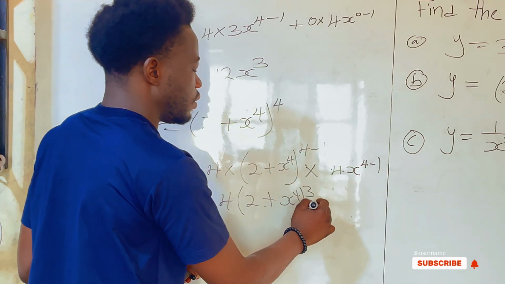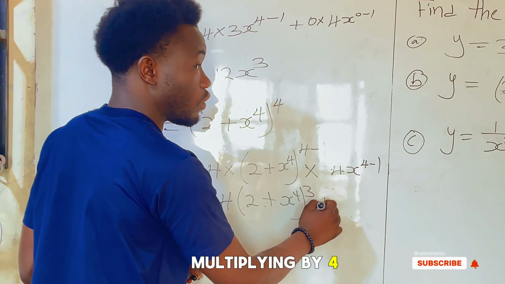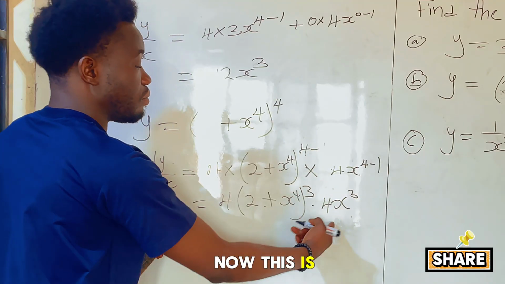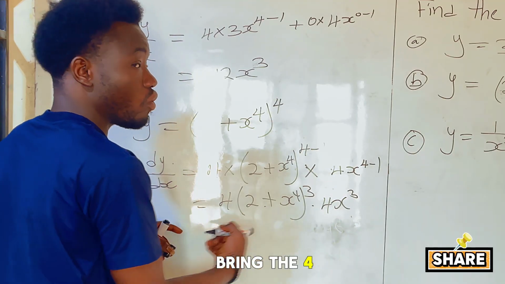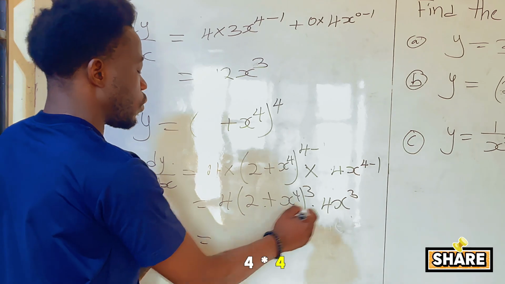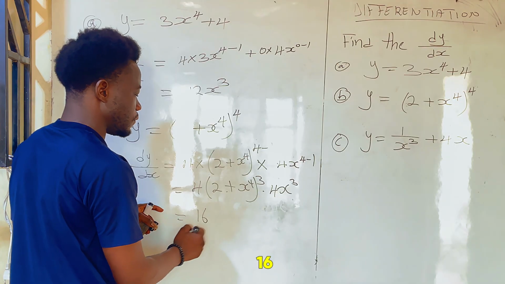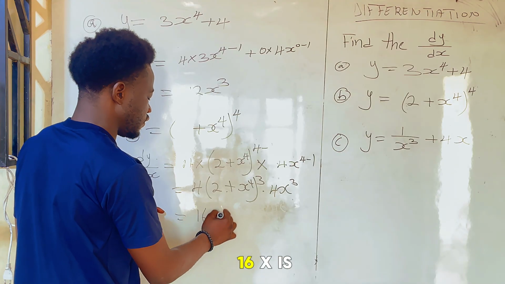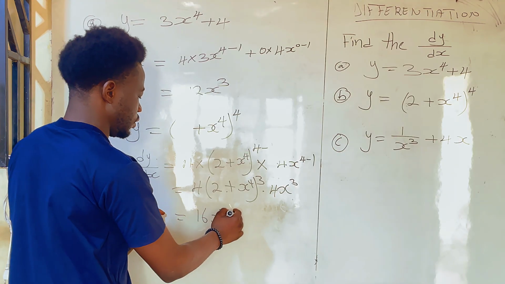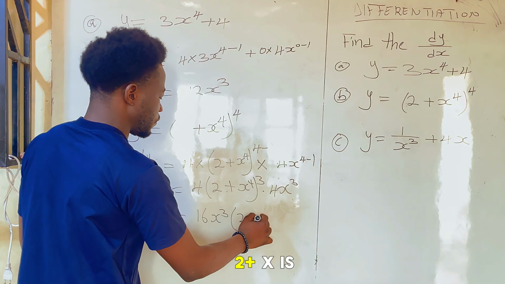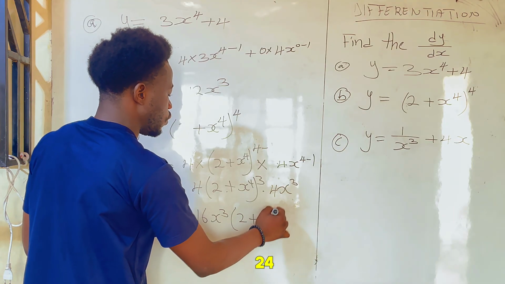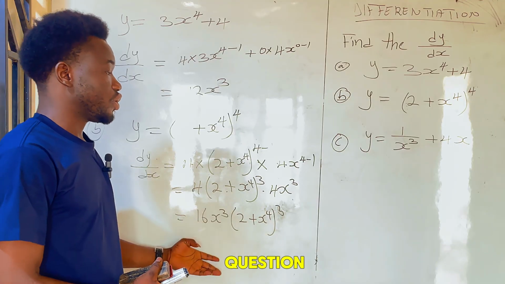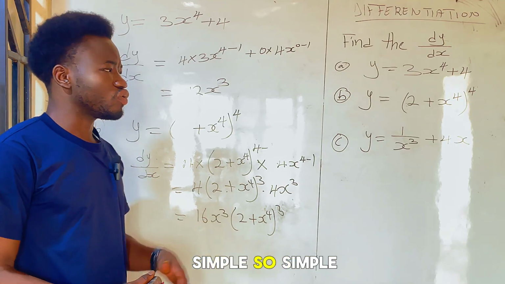Right? Multiplying by 4x exponent 3. Now this is multiplication, so I can bring the 4 over there. So 4 times 4 is going to be 16. Bring the whole thing there. 16x exponent 3 times the bracket (2 plus x exponent 4) all exponent 3. And that is how we deal with this particular question also. Easy and simple.